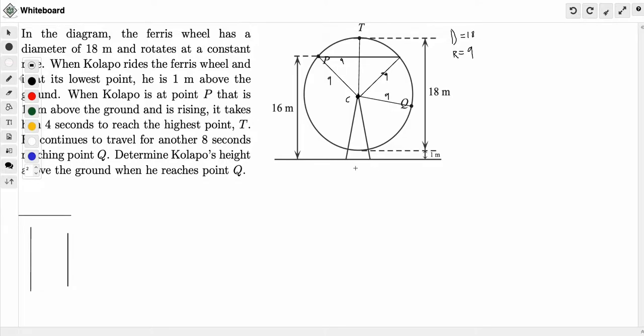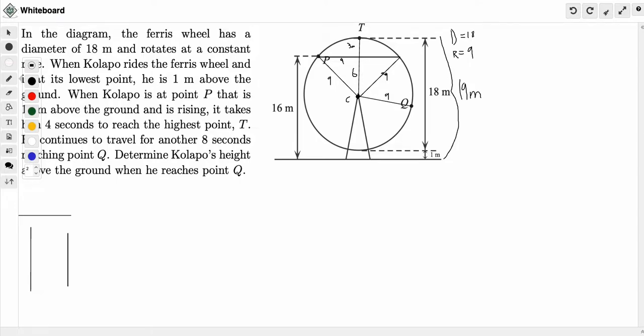We can also see that from the top of the circle to the bottom is 19 in length. So here to here, 18 plus 1, 19. Then we can also notice that this small segment right here will be 3 meters because it's 19 minus 16. And this will be 6 because 9 minus 6.